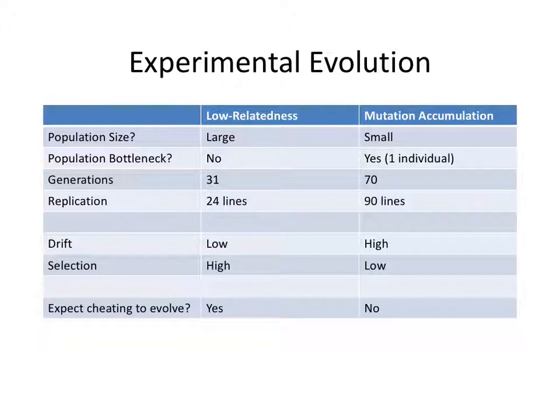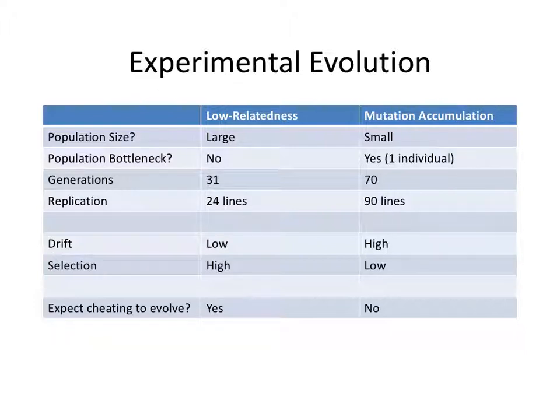So they don't expect cheating to evolve there, because what happens if you're the cheater and you get picked to be the one representative in your population that founds the next generation? If you're a cheater and you just produce more cheaters, that's death. There are no cooperators anymore.